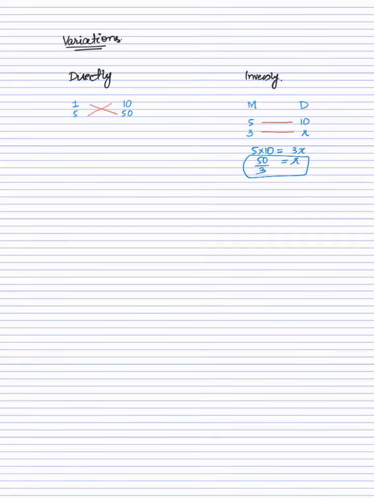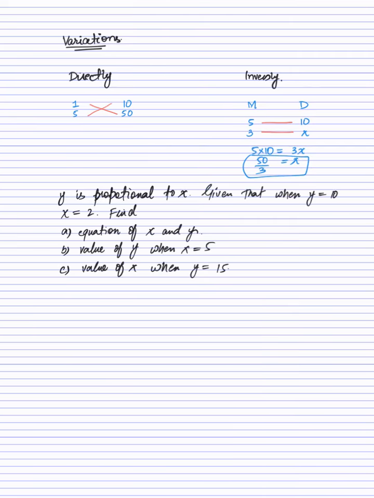Now how are you going to connect these two subtopics with our main topic, variations? The questions of variations are in such a way that y is proportional to x. Further it is given that when y equals 10, x equals 2. Find an equation of x and y, find the value of y when x equals 5, and find the value of x when y equals 15. You will experience such types of questions in your past papers.